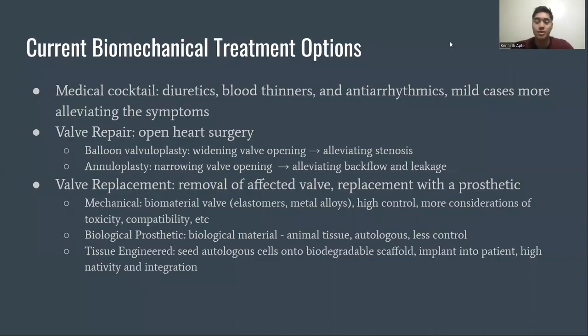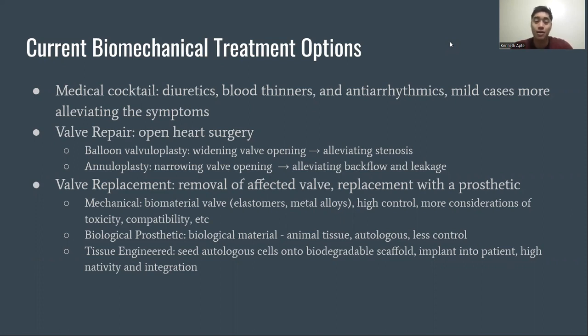Hi, now I'm going to go over some of the current treatment options for valvular heart disease. So in mild cases, the go-to is a medical cocktail consisting of diuretics, blood thinners, and antiarrhythmics. In more complicated cases, which is usually the case, the two options are a valve repair, which is an open heart surgery, or a valve replacement.